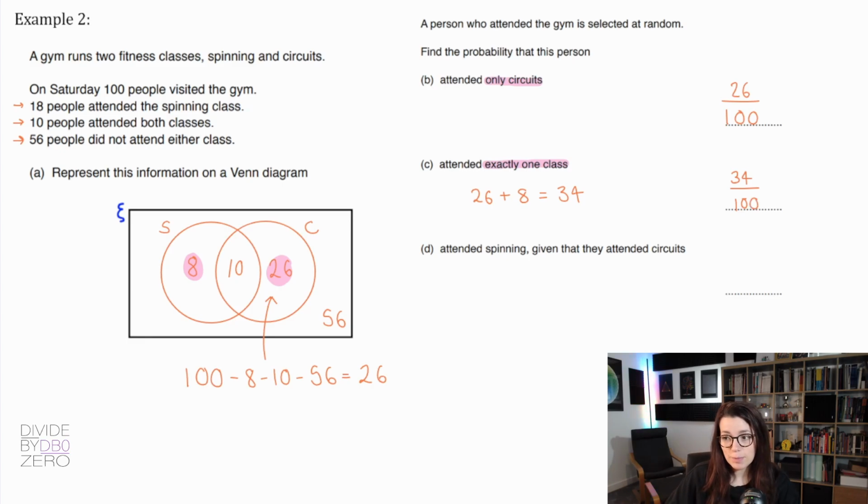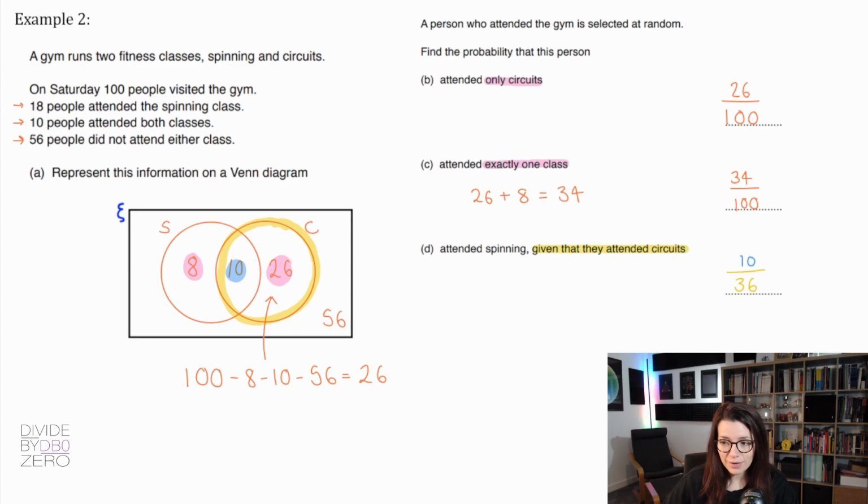And then part D, probability that the person attended spinning given that they attended circuits. Now that's the interesting part. Given that they attended circuits means we're only interested in choosing out of the people that attended circuits, which means that the denominator on our fraction for our probability is going to be 36. It's now going to be out of 36 rather than 100. Now, of those 36 people, how many attended spinning? Well, that will be the 10 people that went to both spinning and circuits. So the final answer is going to be 10 out of 36.